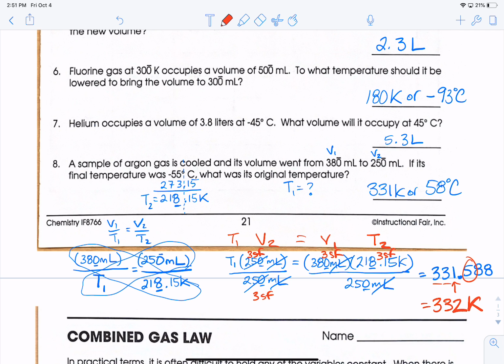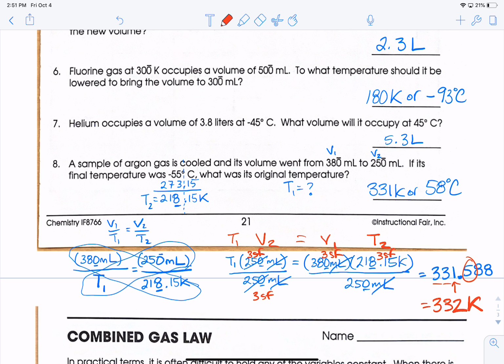Maybe it's because they used the rounded 273. It may have made a difference. Jojo? What if you put 218 instead of 218.15? Yeah, and I bet you your answer would have come up as 331. Okay, that's probably why. Yeah. So, welcome to chemistry. Different things have different rounding. 273 is just rounded. 273.15 is just more precise.